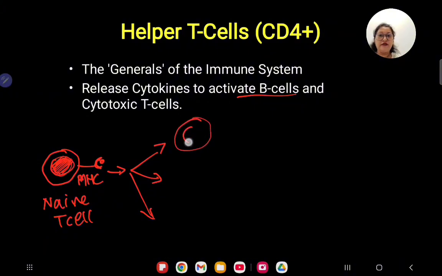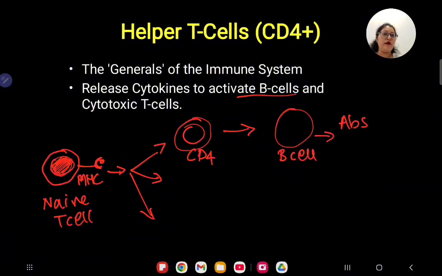Because of this cell, the helper CD4 cells, if it has the helper CD4 cells, it is going to go and tell the B cell to secrete out antibodies. It will stimulate the B cell and it is going to make antibodies.